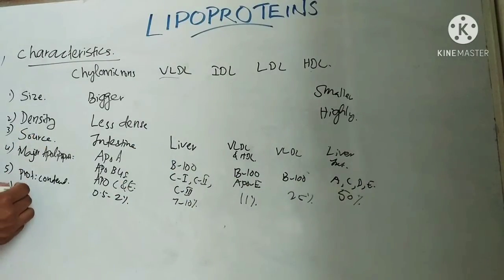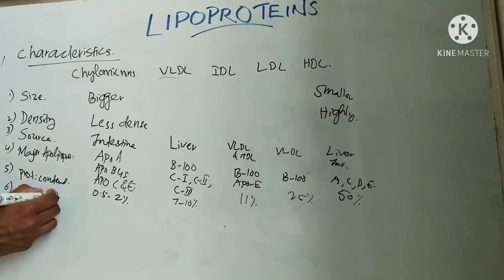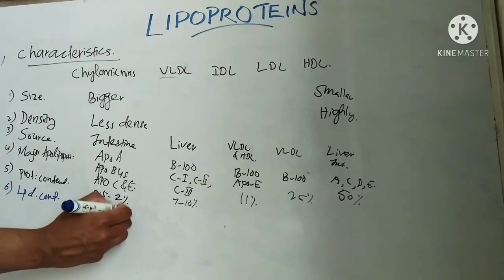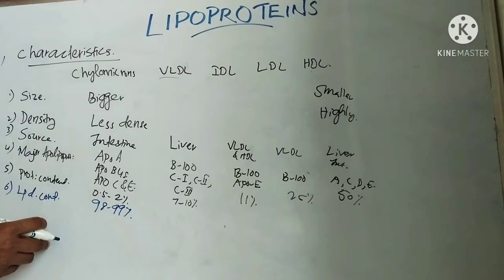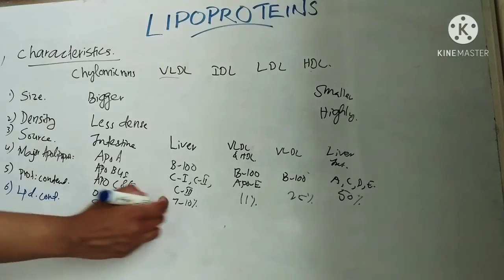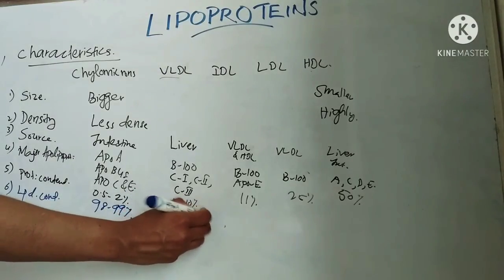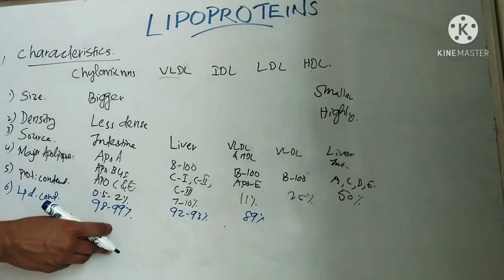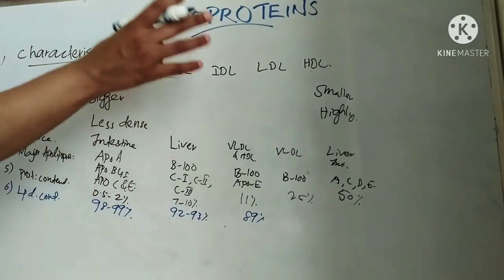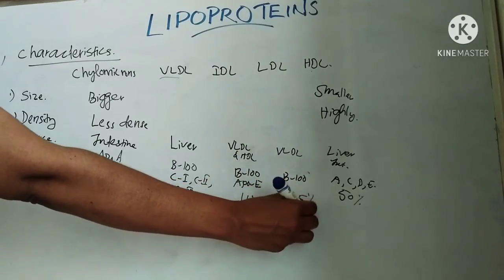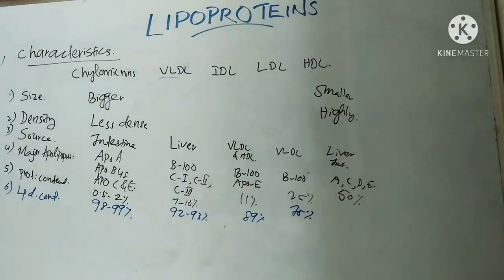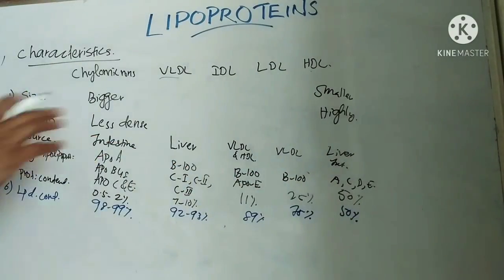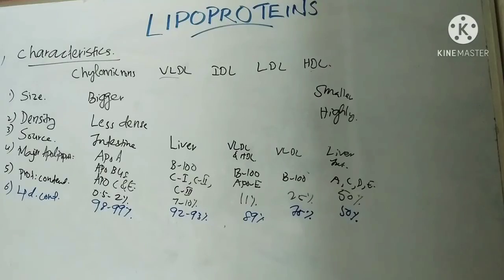Then lipid content in chylomicrons is 98 to 99%. In VLDL it is 92 to 93%. In IDL it is 89%. In LDL it is 75%. And in HDL it will be 50%. That is the lipid content in lipoproteins.